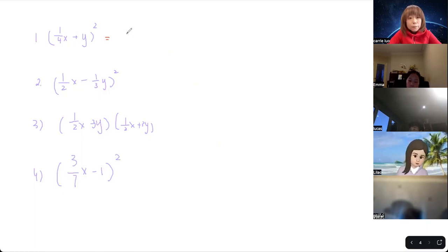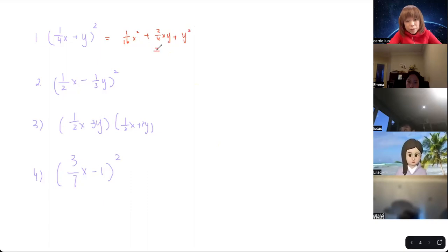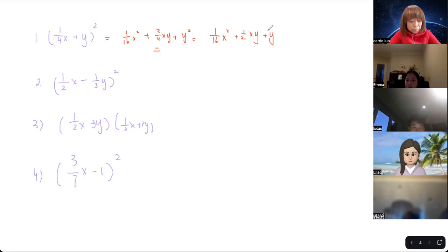16x² plus one over 16x squared, correct? Okay, one over x squared. Next one. Plus 2/4xy plus y squared. Okay, Emma, you're right, but did you notice that 2/4 is not simplest? Half xy. Correct? So equals 1/16x² plus 1/2xy plus y squared. Correct? Okay, you have to simplify this, okay?